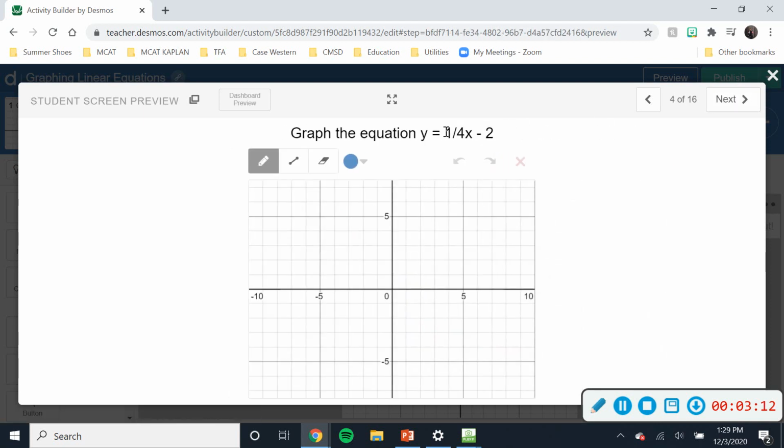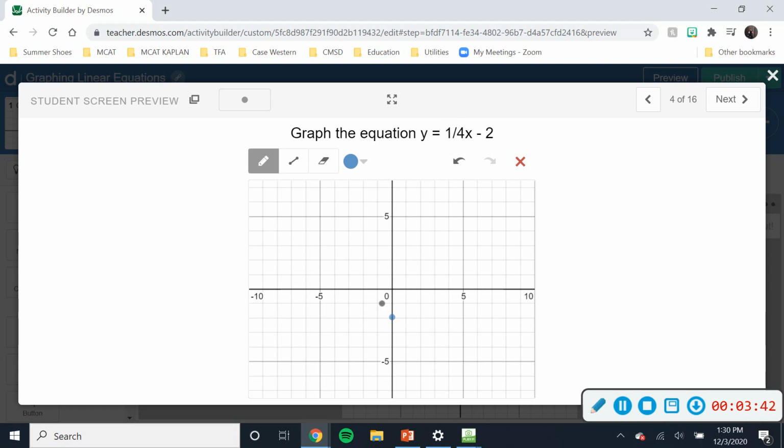Lastly, we're going to do y equals 1/4 x minus 2. So we start again at the intercept. This has a negative y-intercept, so we need to start down here at -2. And then we need to graph this fraction a little bit differently. The numerator of the fraction, the top number, is your rise. So this is how far you're moving up and down. The bottom number is your run, which is how far you're moving to the right.